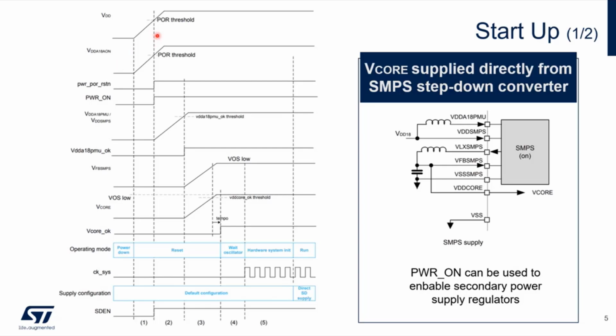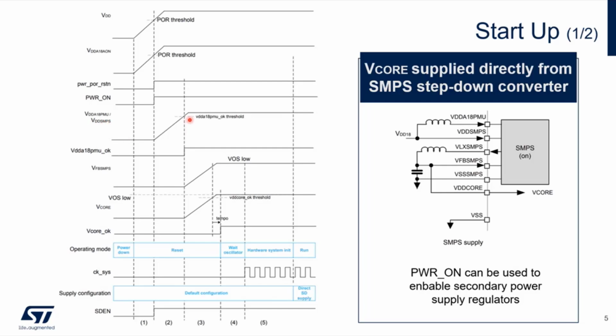When those voltages are present and in the range, the power on signal is enabled here, and then the internal circuit checks the voltages, the power supply of the internal SMPS. So we have two power supplies of internal SMPS, VDDA 1.18 PMU, VDD SMPS.